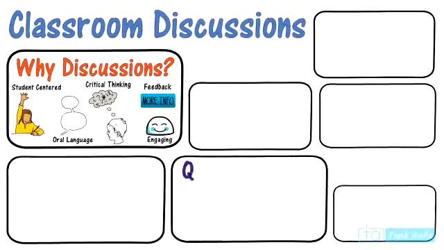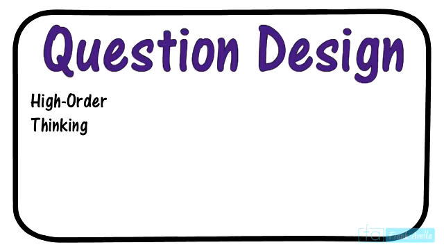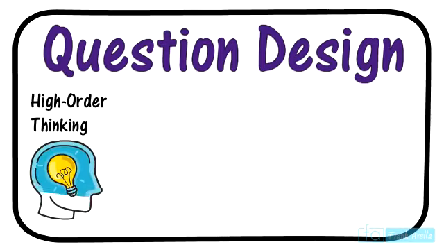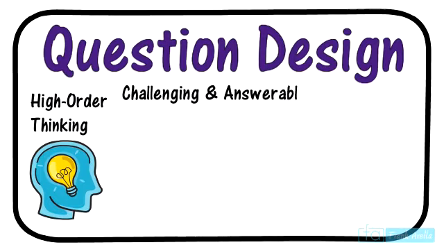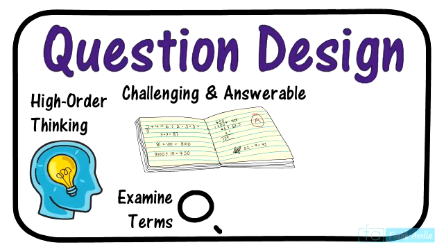On to the next section, which covers how educators can design effective questions for classroom discussions. First off, when designing questions, you want to incorporate higher order thinking skills. Educators should make use of Bloom's taxonomy and Webb's depth of knowledge. Questions must be both challenging and answerable by the student. The terms and wording of the discussion questions should be analyzed and examined carefully. Too often questions are biased.